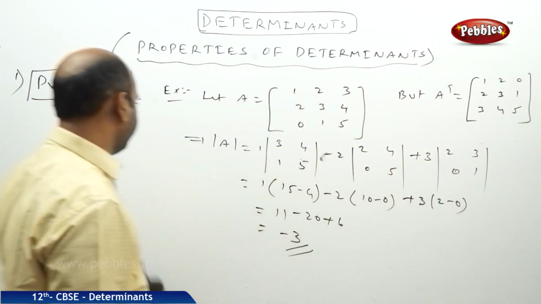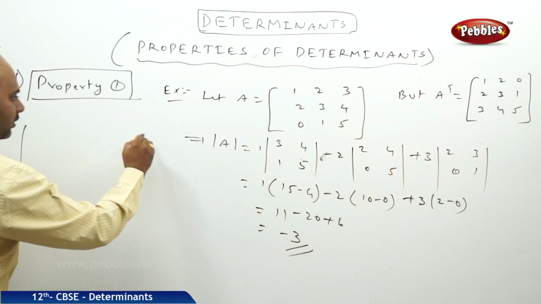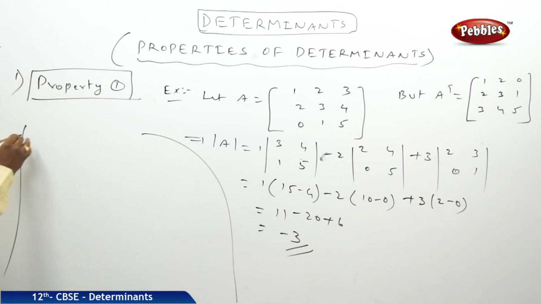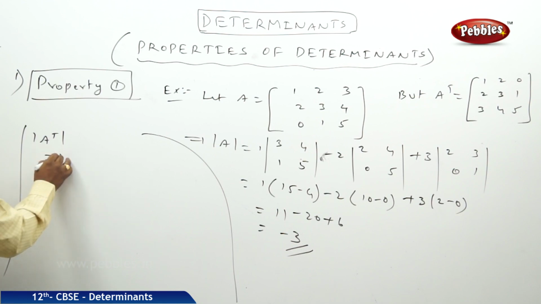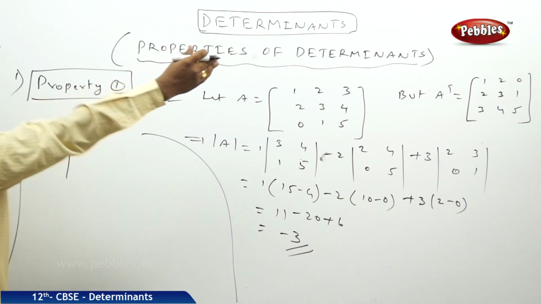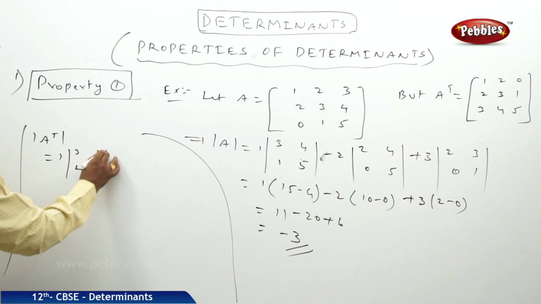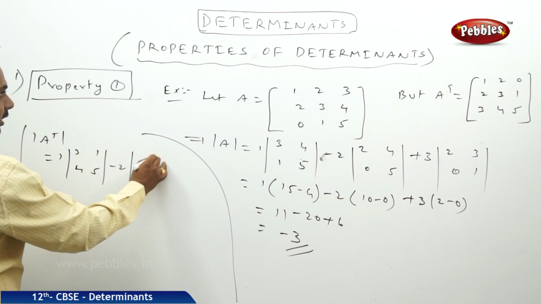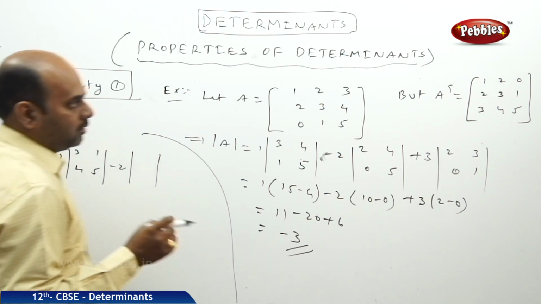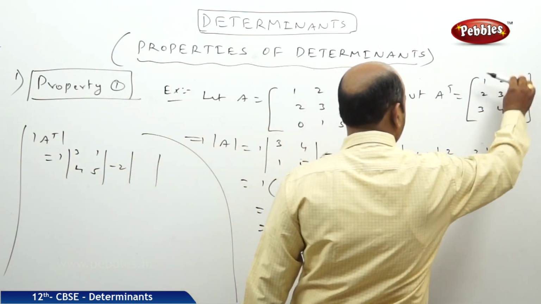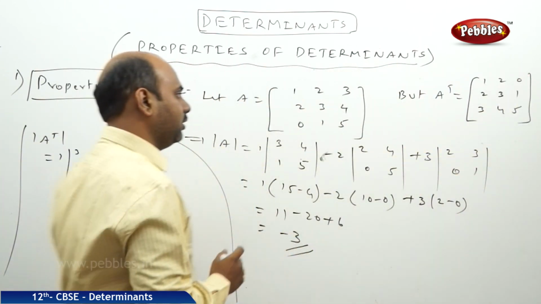Now here also I will be finding the determinant of A transpose. Using the first row, that means 3 1 4 5, and later minus 2 into its minor, we need to denote the corresponding column and corresponding row.